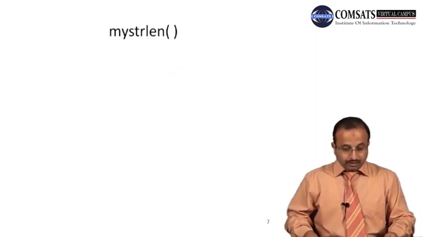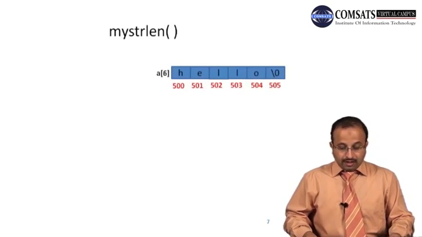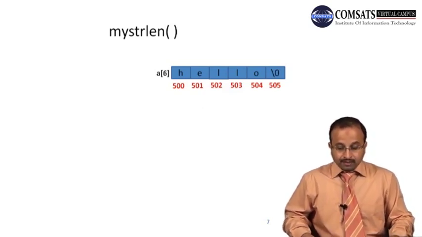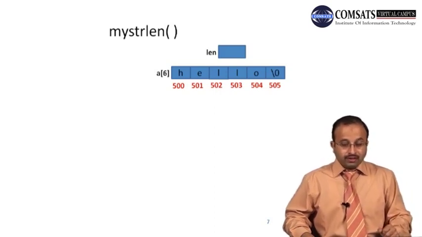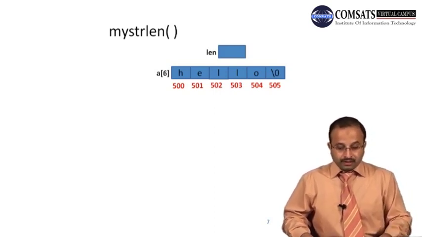So let's see. This is a character array in the main function whose name is a, containing 6 alphabets, and we have a string hello that is stored. Then we have the len variable, an integer variable in the main function. So these are the variables in the main function. I will show you the program after that slide.